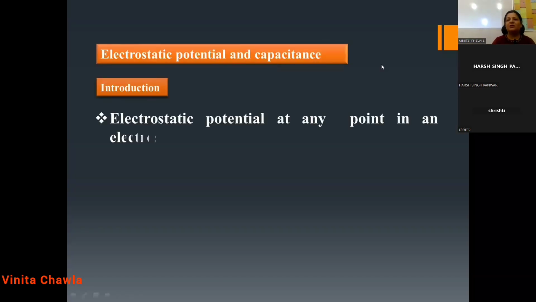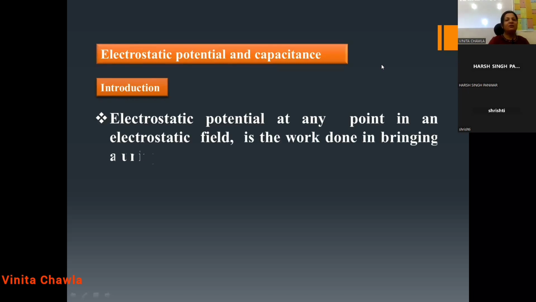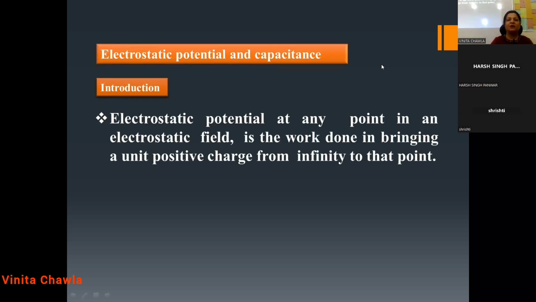So electrostatic potential at any point in an electrostatic field is the work done in bringing a unit positive charge from infinity to that point. So our Q naught is unit positive charge. It is a test charge. So amount of work done in bringing a unit positive charge, Q naught plus 1 coulomb, from infinity to a point in the field of source charge.